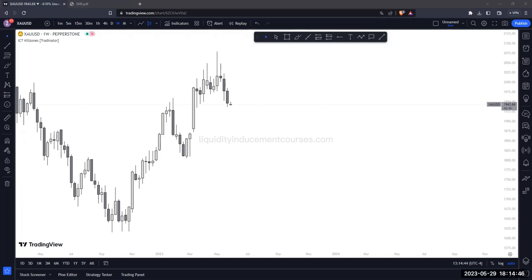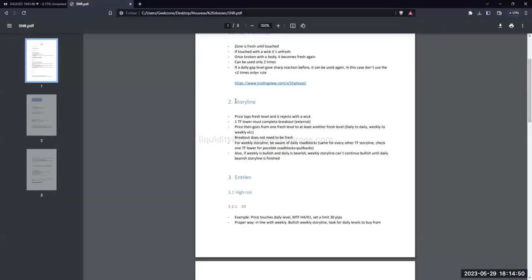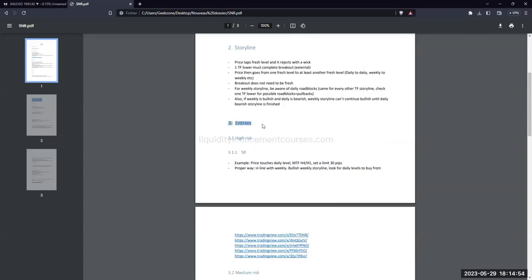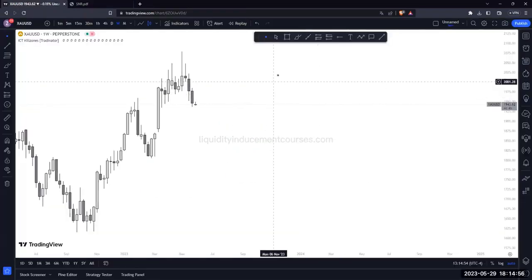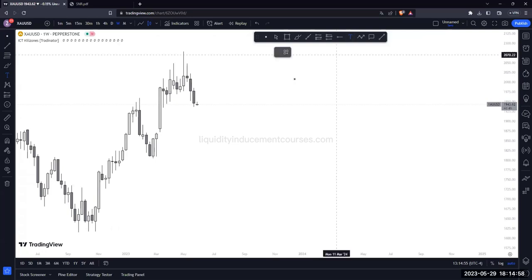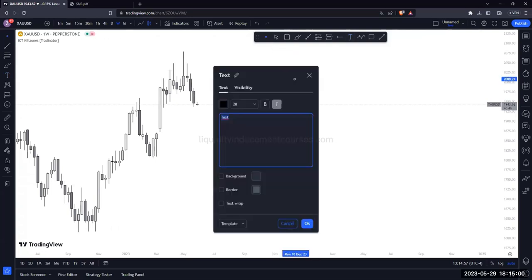So you're gonna have weekly reject weekly, daily breakout, daily reject daily, daily breakout, and then once you identify your storyline, you follow it with the entry types that I'm going to show you here. Okay, it's not going to be confusing, even though there are 7 entry types. So entries. First of all, you're gonna have high risk category. You only have 1 entry type in it. Medium risk.